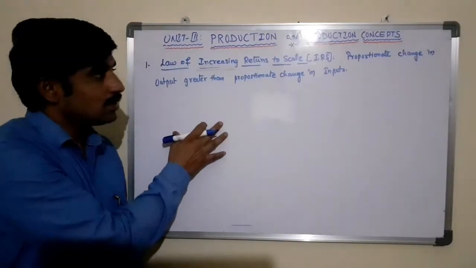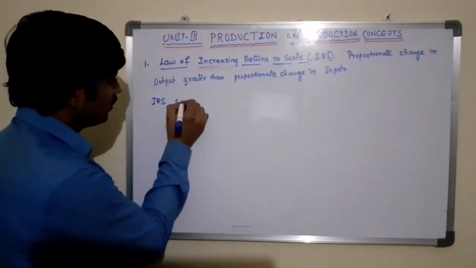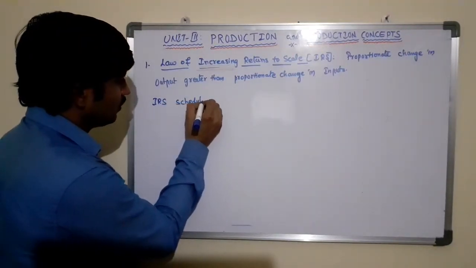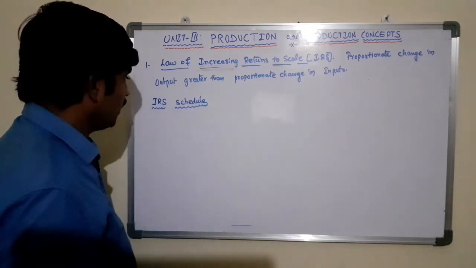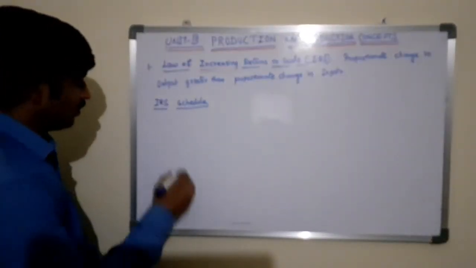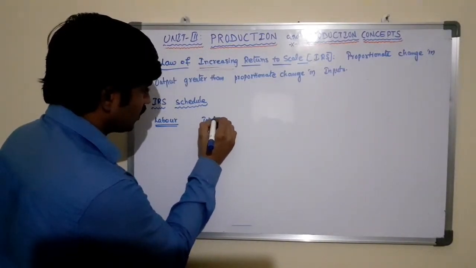Now let us see how this law of returns to scale is shown by the schedule and the curve in the concept of production. So here, increasing returns to scale schedule, we will discuss with the schedule and the graph. So here we are taking labor and the total production.